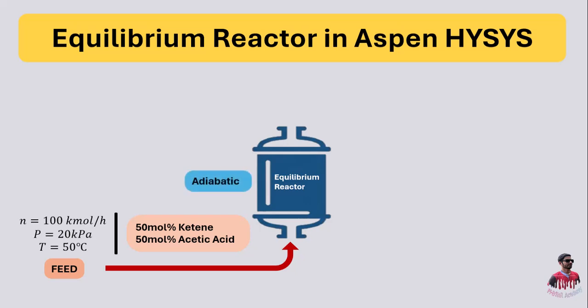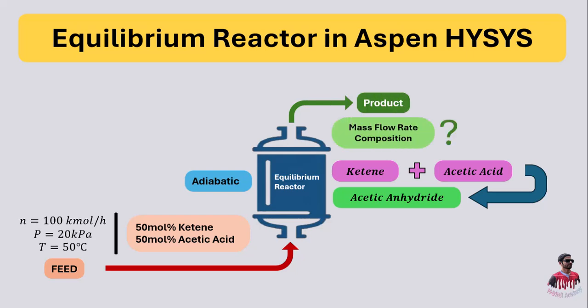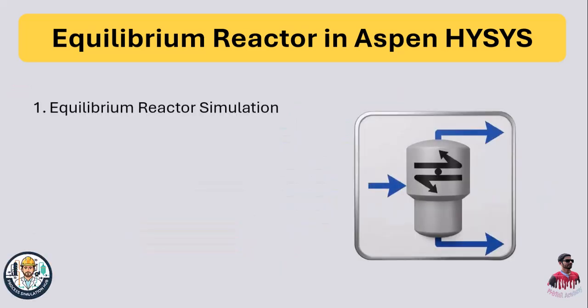This reactor is adiabatic. In this reactor, ketene and acetic acid react to form acetic anhydride. The product stream exits from top, whose flow rate and composition needs to be determined. Now, we will model this whole process flow diagram in Aspen HYSYS. We will be using equilibrium reactor model for this purpose.